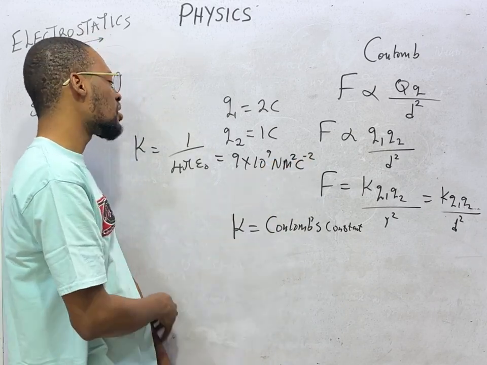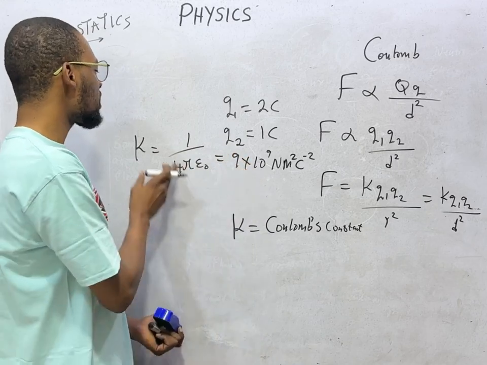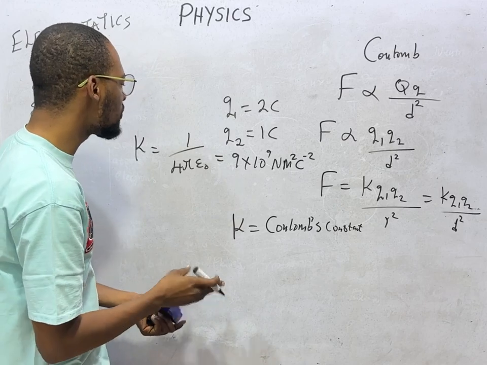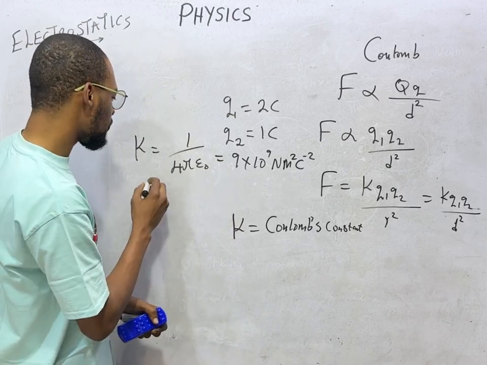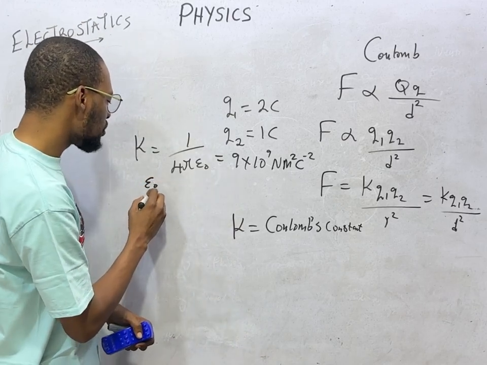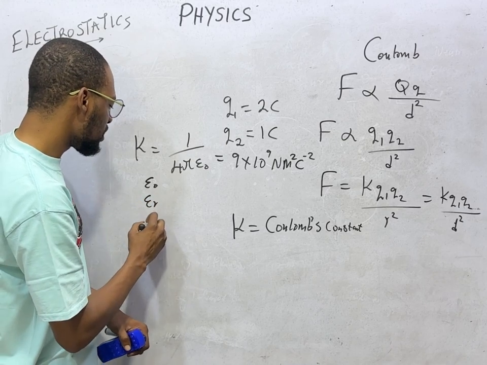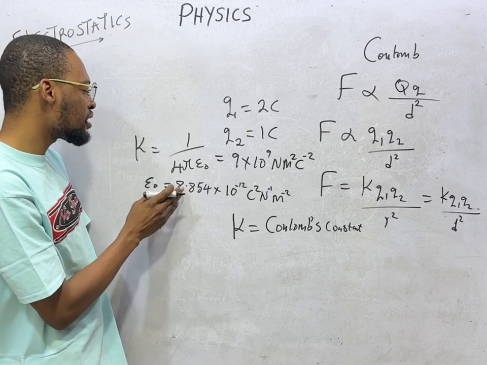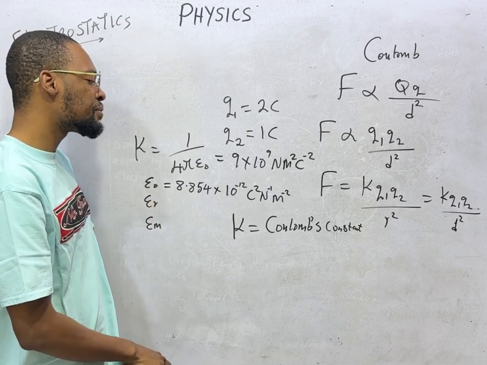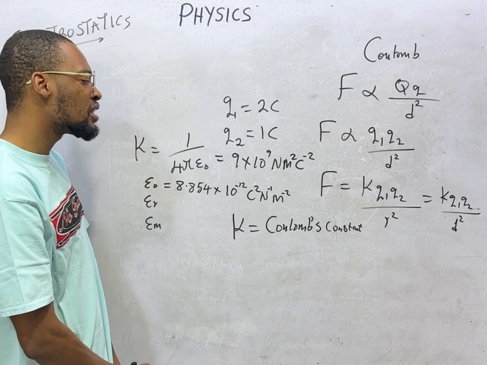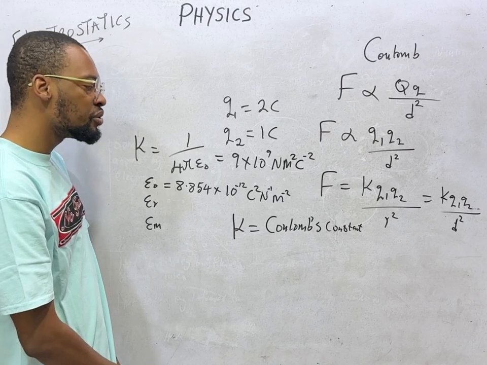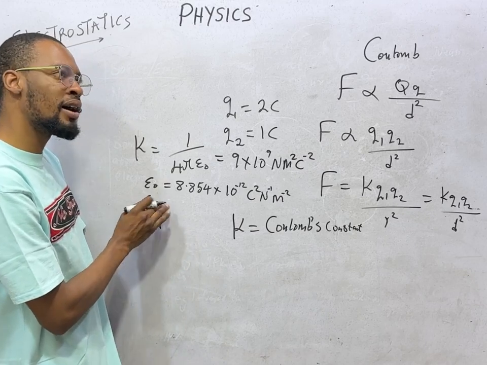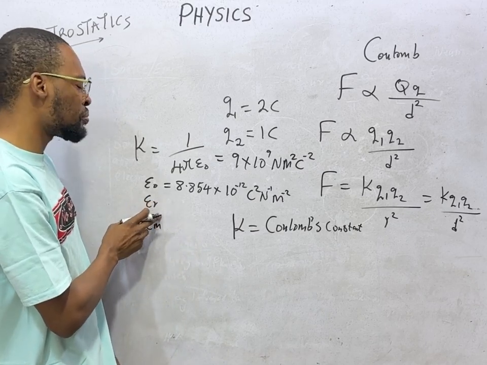This should be the constant. Most times they will say take k to be this. But for advanced exams, when you are not given the value of k, you'll either be given epsilon naught, or you'll be given epsilon r, or you'll be given epsilon m. So epsilon naught in free space is 8.854 times 10 to the power minus 12 Coulomb squared per Newton per meter squared.